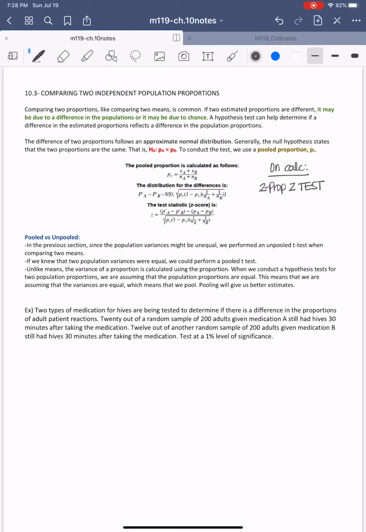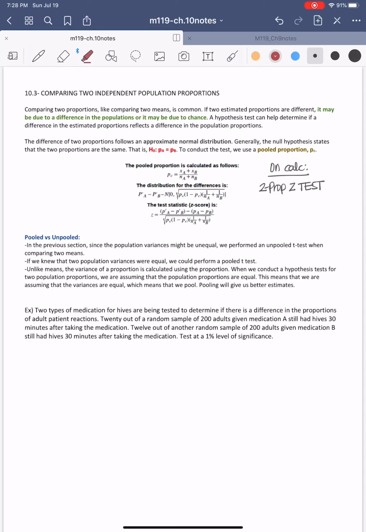Two types of medications for hives are being tested to determine if there is a difference in the proportion of adult patient reaction. 20 out of a random sample of 200 adults given medicine A still had hives 30 minutes after taking the medication. 12 out of another random sample of 200 adults given medication B still had hives 30 minutes after taking the medication. Test at a 1% level of significance.